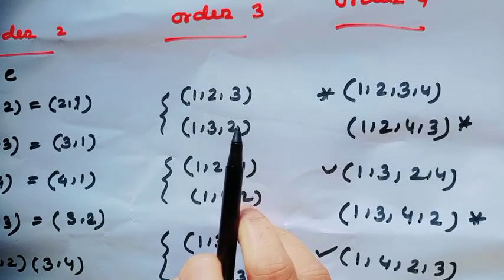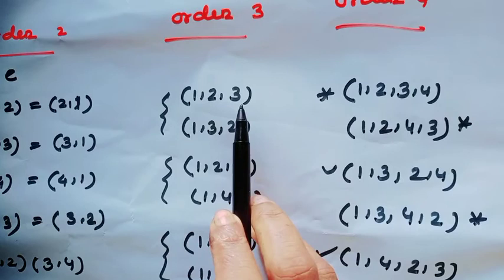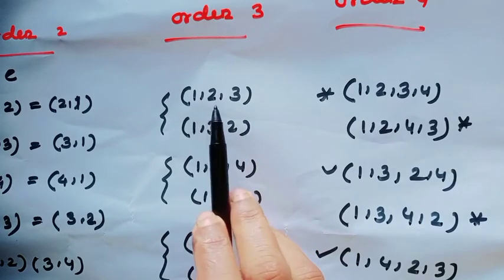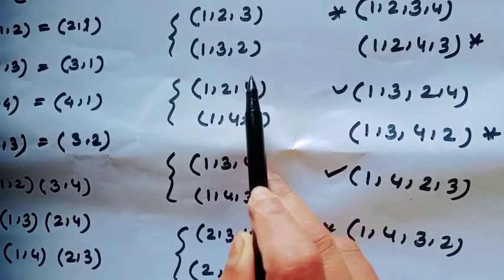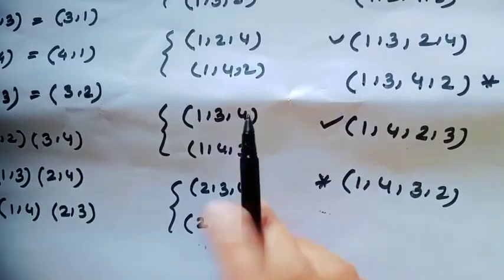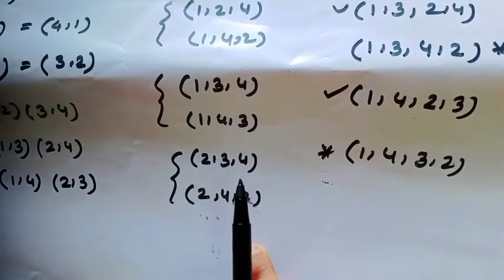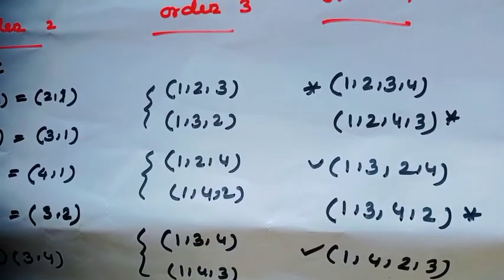Okay? And these are 3 cycles of order 3. And notice, here 1 goes to 2, 2 goes to 3. So in the inverse, 3 goes back to 1. So these two are inverses of each other. Similarly, next these two are inverses of each other. These two are inverses of each other, and these two are inverses of each other. And this is the cycle of order 3.